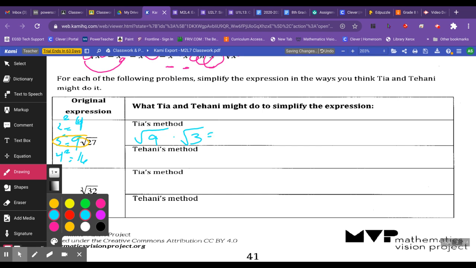Well, I know the answer to the square root of 9. The square root of 9 is 3. But I cannot simplify the square root of 3 anymore.